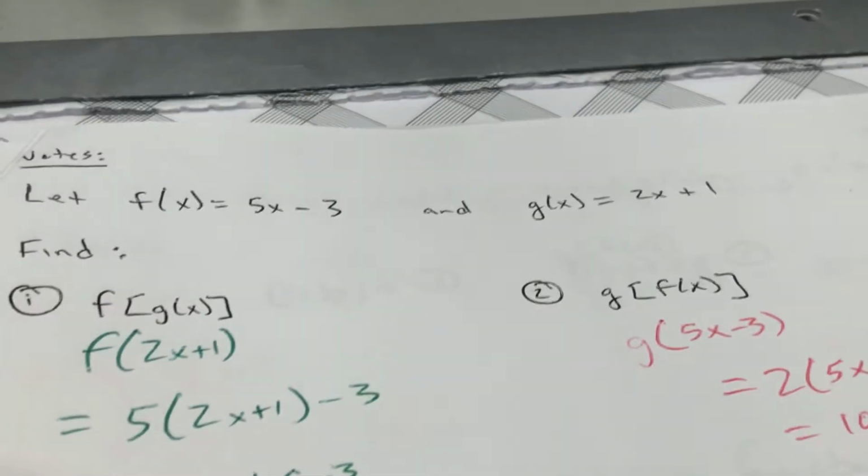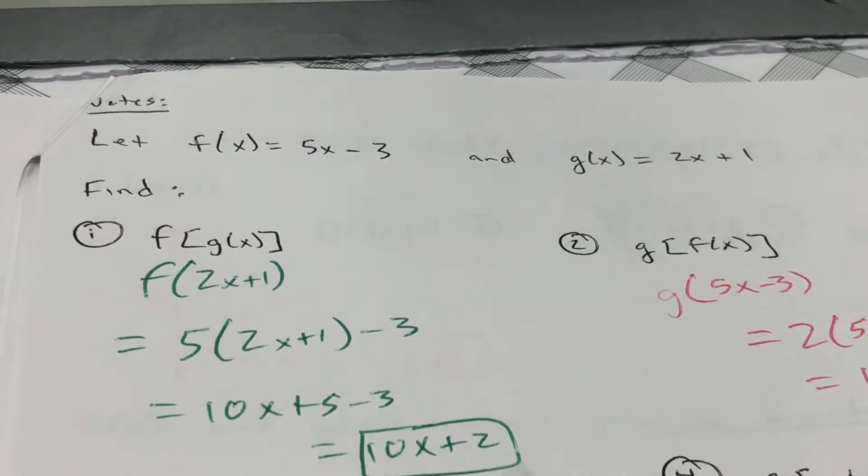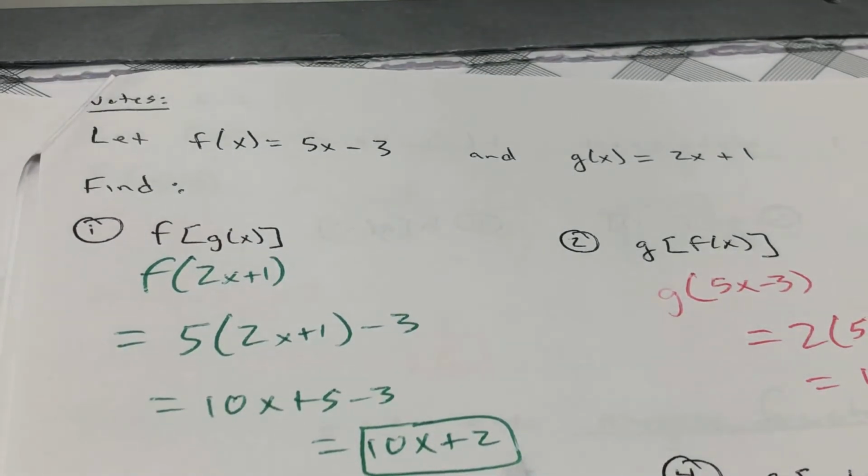Let's take a look at this next page, which is notes. Okay, this one's a little different. We still have a composition of two functions. Now I have f of g of x. What? Instead of a number, there's an x there.